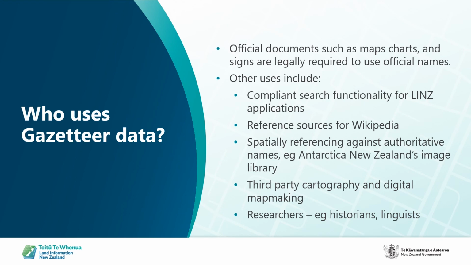So now we're moving away from the core part of the system to the actual use of Gazetteer data, which is the whole point. Fundamentally, in New Zealand, official documents are required to use official names, and official documents are almost anything produced by government, whether data, reports, or a physical road sign. Official documents also include scientific publications and publications intended for travellers and tourists.